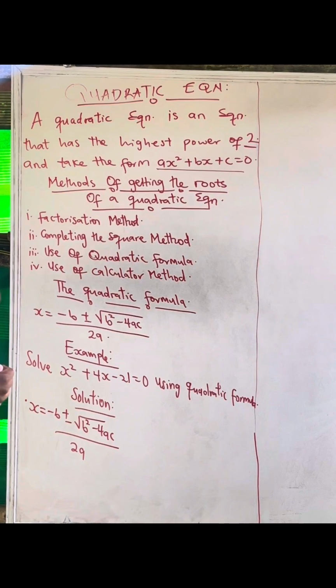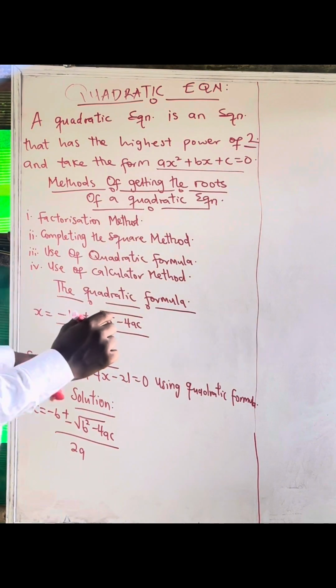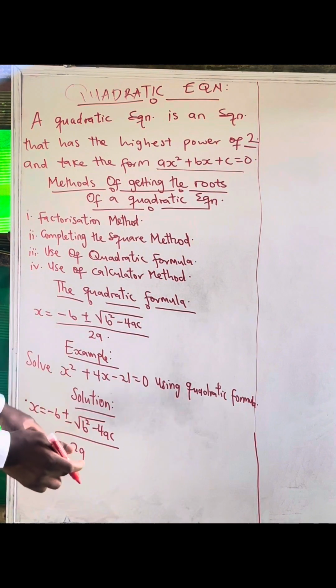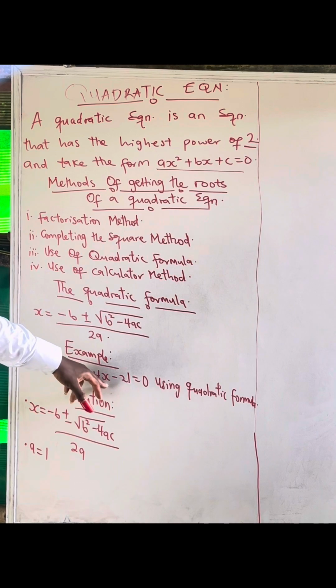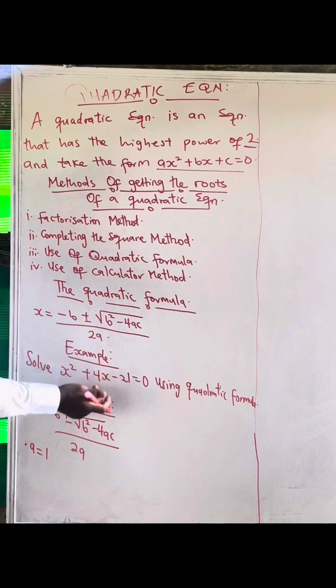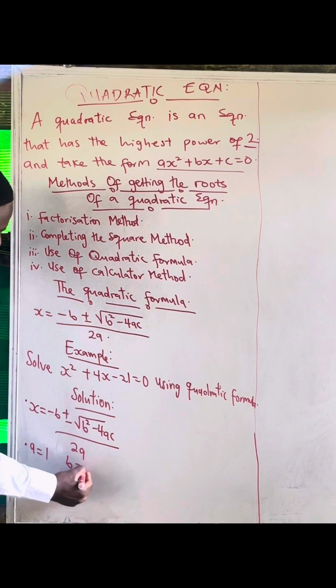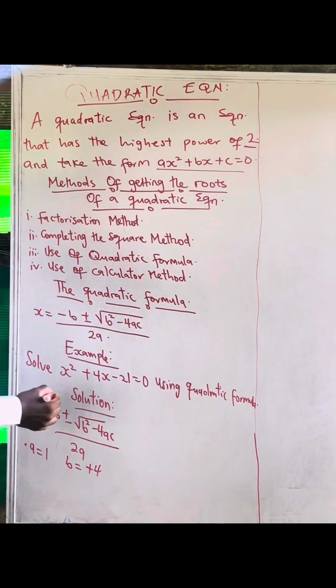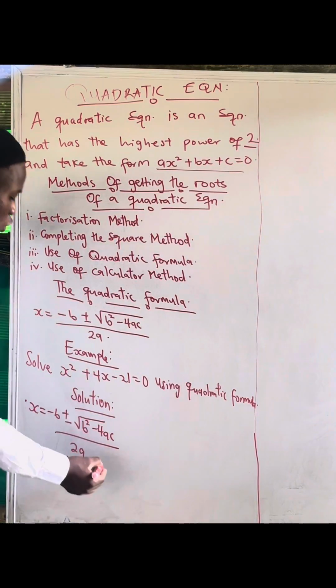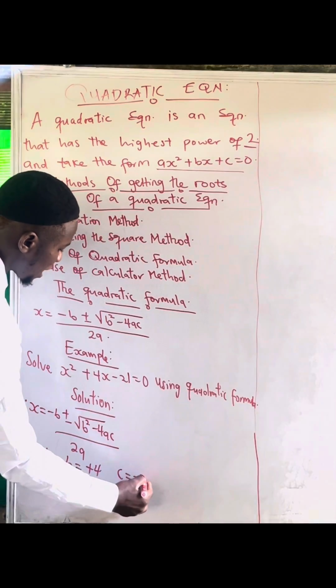Do not forget that a simply represents the coefficient of x squared. What is the coefficient of x squared here? This is 1. This simply means that a equals 1. b represents the coefficient of x. So the coefficient of this x is what? Plus 4. So our b equals plus 4. And c represents the constant number. The constant number here is minus 21. So our c is equal to minus 21.